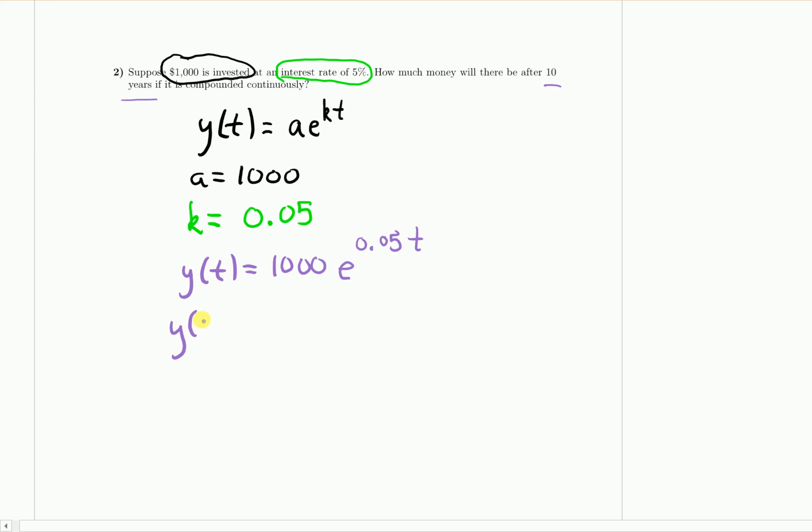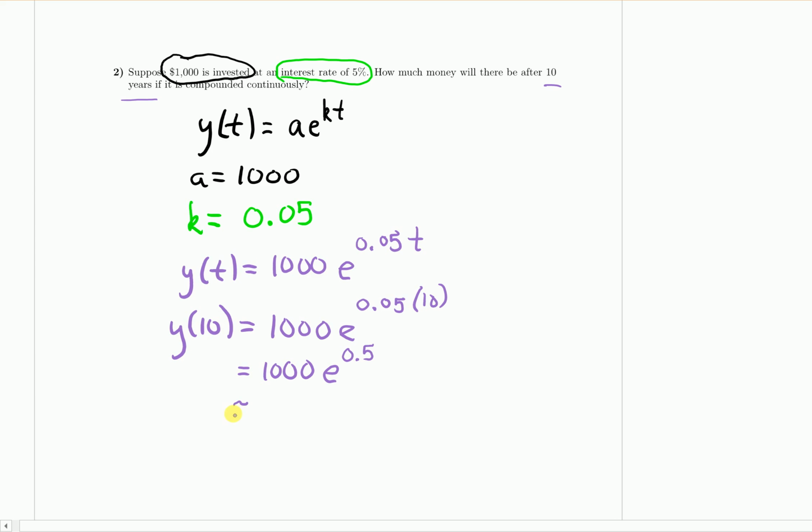Alright, so if I do that, I get y of 10. So I'm plugging in 10 for t. Okay, and then I get 1,000 e to the 0.05 times 10 in the exponent. And now simplifying this, we get 1,000 times e to the... Okay, so if I multiply something by 10, I could either work this out on a calculator, but if I multiply something by 10, it moves the decimal point over one spot to the right. So I'll end up with 0.5 in the exponent.